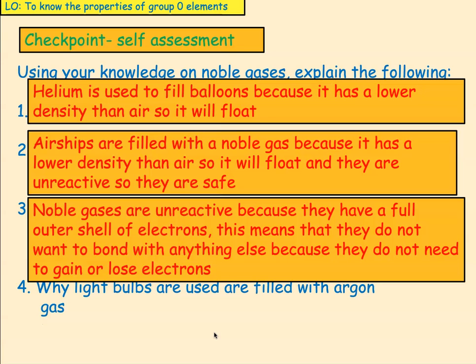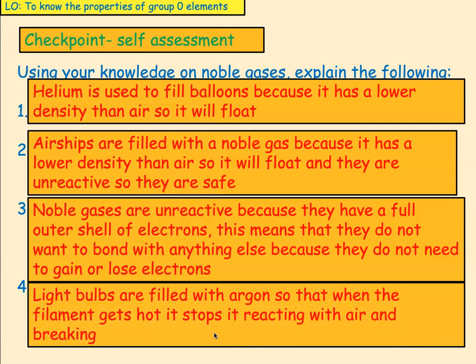Why are light bulbs filled with argon instead of oxygen? Well, light bulbs are filled with argon so that when the filament gets hot, it will not react with the air or oxygen, and therefore it won't corrode and break. So argon will not react with the filament and the light bulb will last longer.